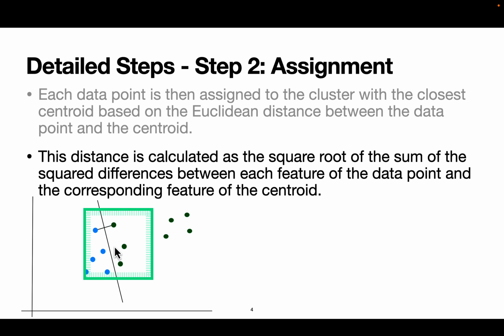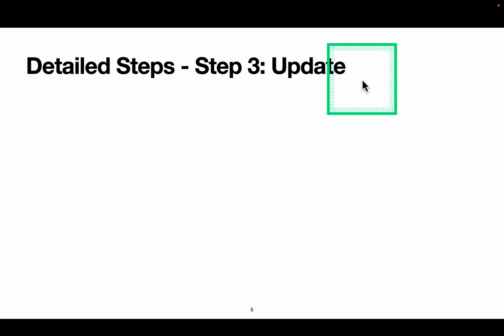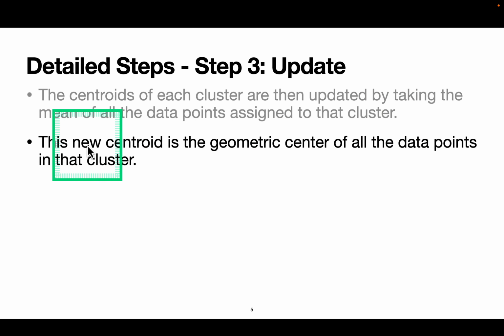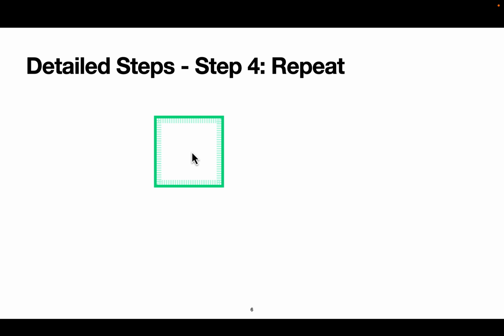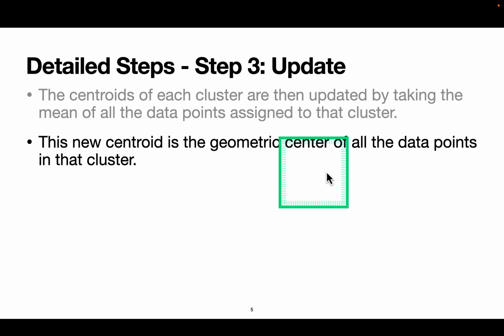So now the first iteration has been done, and step 3 is update. The centroid of each cluster is then updated by taking the mean of all the data points assigned to that cluster. This new centroid is the geometric center of all the data points in that cluster. I will explain all this update visually in the next few slides, because this is very involved.